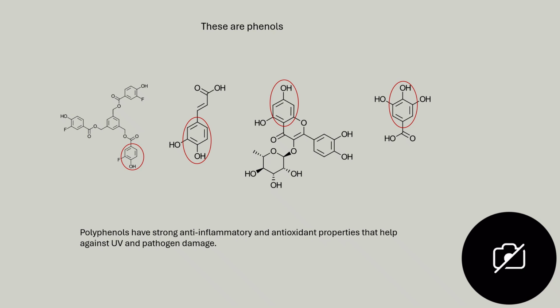To be more specific, we are interested in phenols or polyphenols within these foods that are grown in these different systems. Polyphenols tend to act like antioxidants, and they can reduce radicals that are caused from UV damage or from other pathogens within the body.